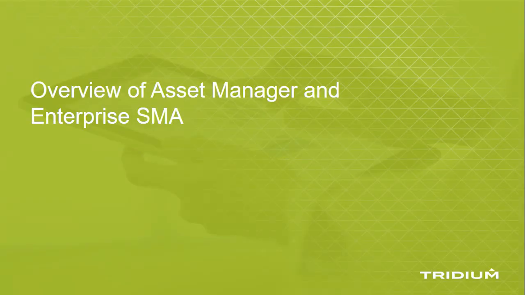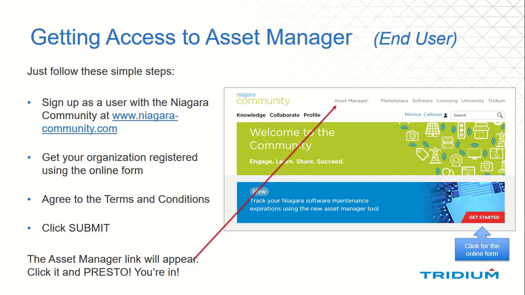So let's do an overview of the Asset Manager. Getting started is pretty simple. First, you need to sign up as a user in the Niagara community, and you can do that by going to niagaracommunity.com. Once you are a registered Niagara community member, you can register your organization by clicking on the Get Started link in the blue banner. This will pull up an online form, which you will complete, agree to the terms and conditions, and click Submit. Once you've done that, you'll notice that the Asset Manager link at the top of the screen appears.